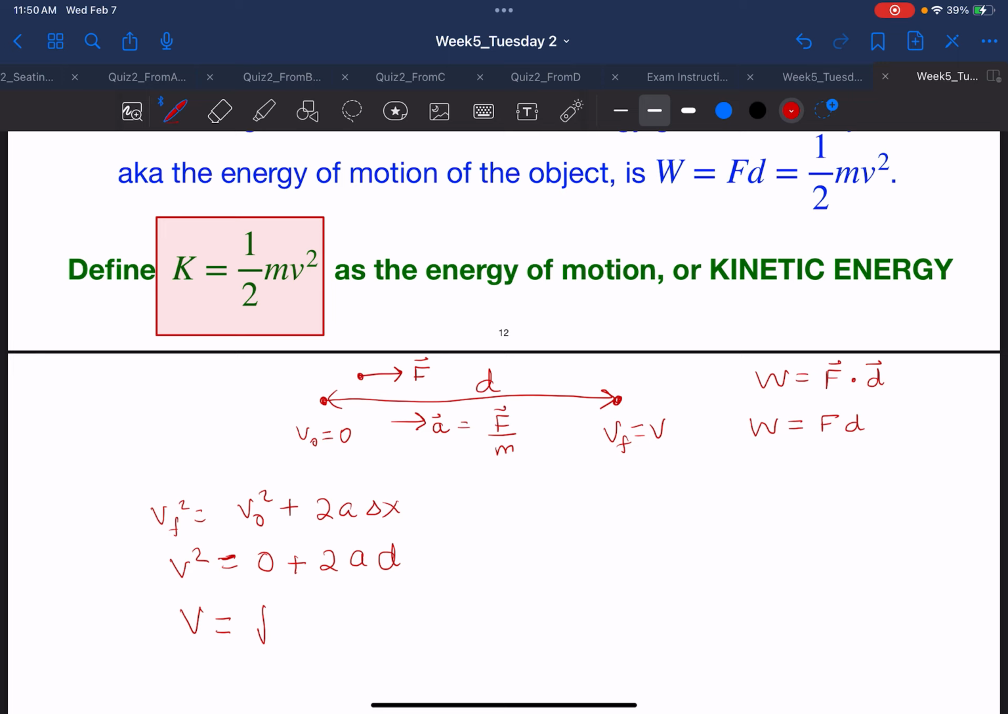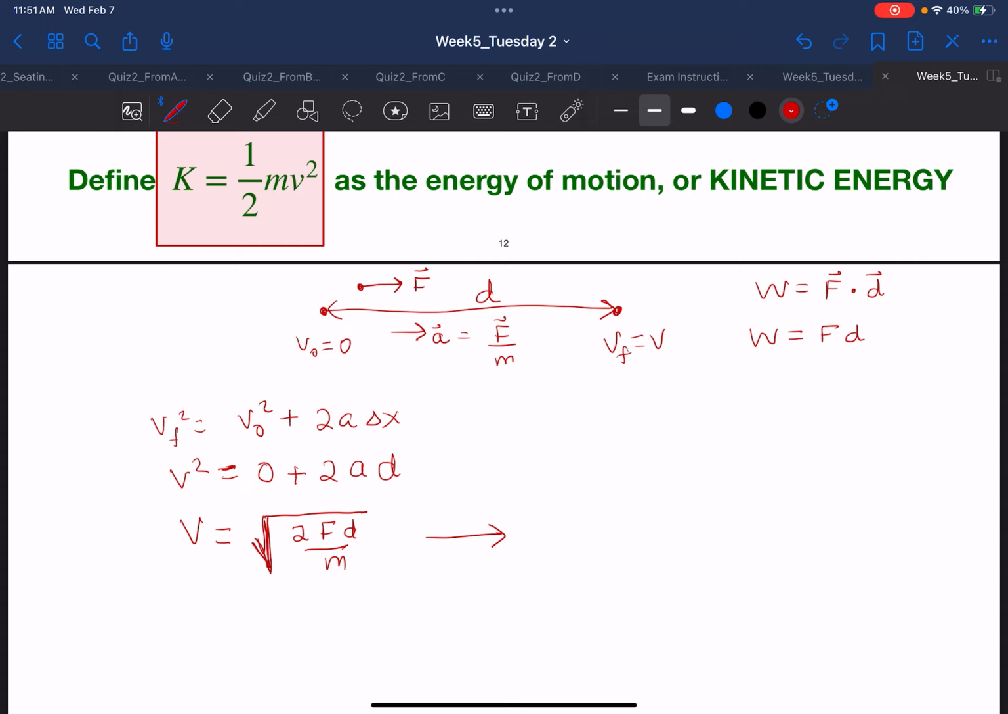So I'm going to go ahead and replace a with F over m, so we get the square root of 2Fd over m for the final velocity of this object. Now rewriting this, I'm going to isolate F times d. So first I square both sides, multiply both sides by m, divide by 2, and on the right hand side I have left F times d.